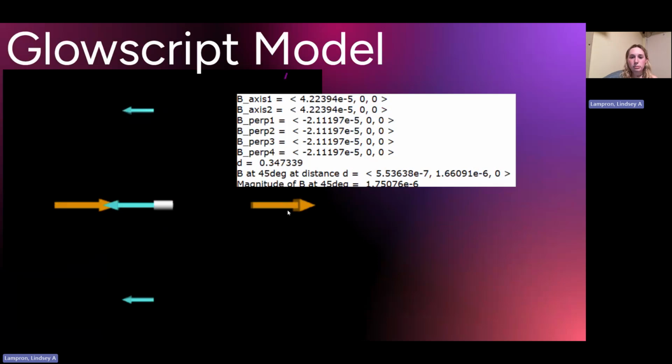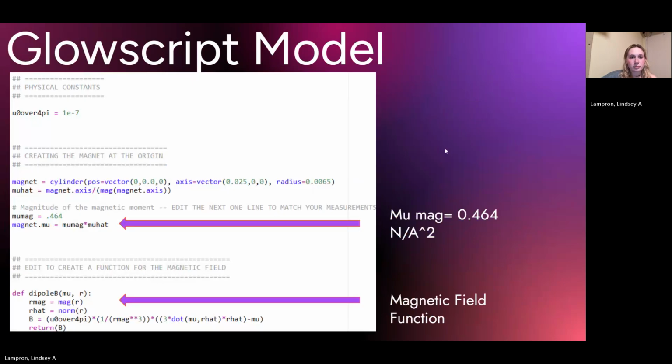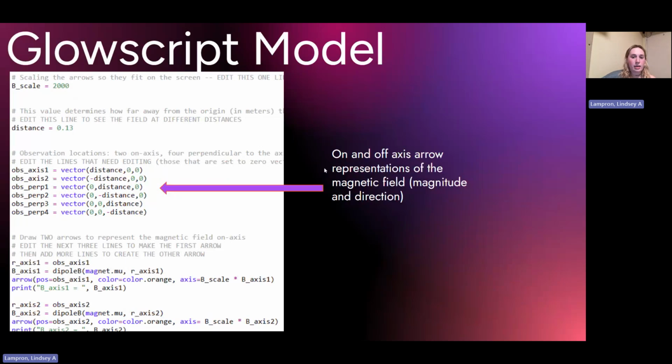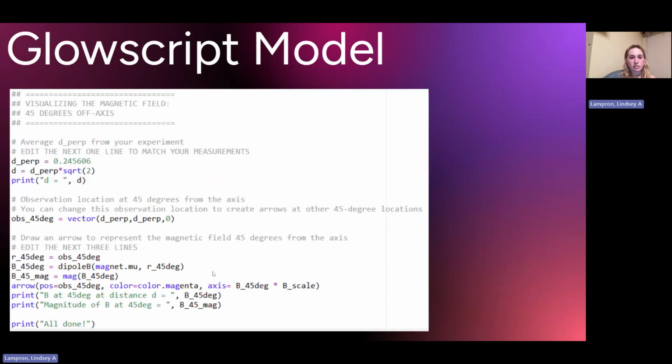Here is my GlowScript model, and this is for the perpendicular off-axis. And then here I have my mu, again, 0.464 newtons per ampere squared. And then here I have my magnetic field function. I have my representations of my on and off axis arrows of my magnetic field, which show both magnitude and direction. And then here, finally, I just have my magnetic field at 45 degrees away from the axis.